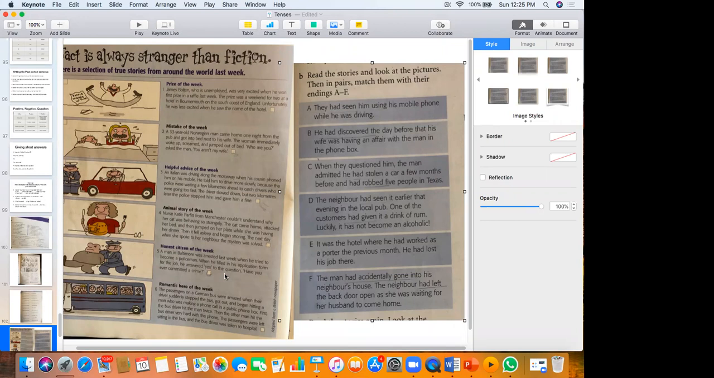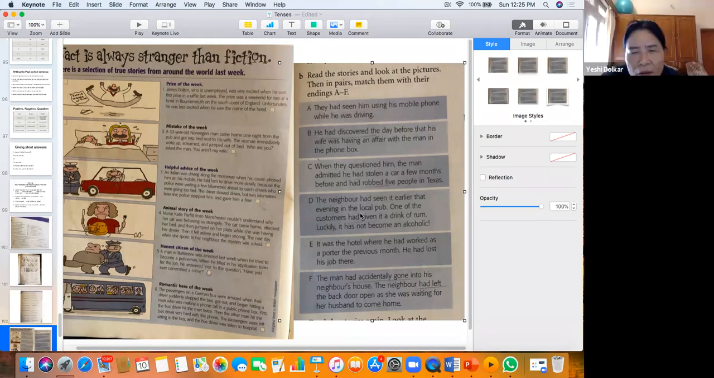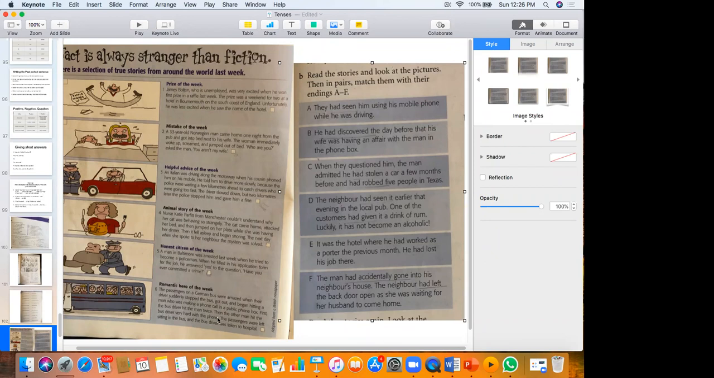When this question came, the man admitted he had stolen a car a few months before. So he was arrested. All right.